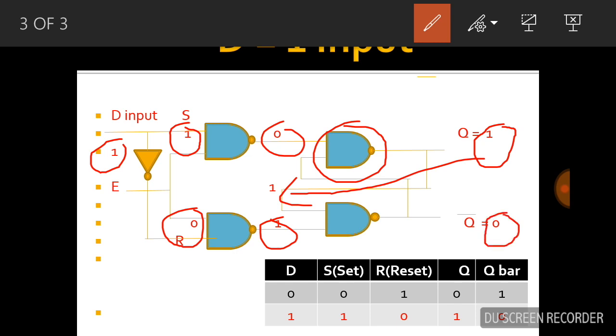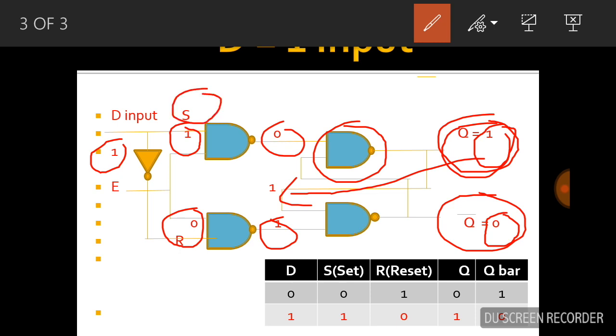That means if the D input is 1, then S becomes 1 and R becomes 0. That means Q is equal to 1 and Q bar is equal to 0. And this Q is equal to 1 on the front side is S. S means set. That means if the input D is 1, then the output is Q is equal to 1 and Q bar is 0. That means set condition. Thank you so much for watching this video.